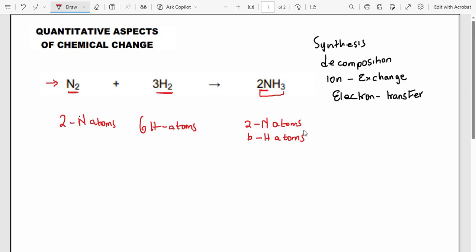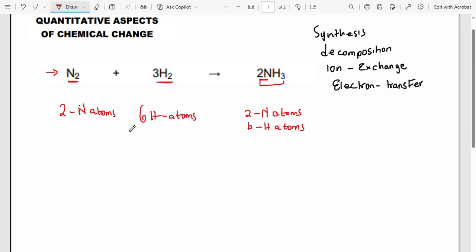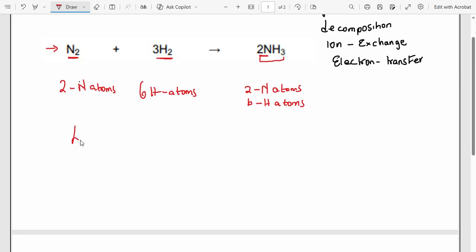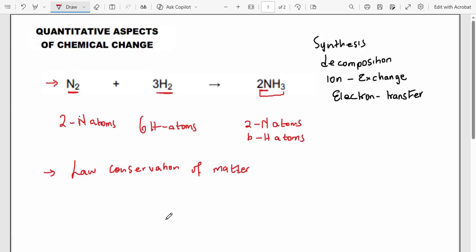So from this, it follows what we call the law of conservation of matter. When you are doing your exam questions, you'll see they will say, state the law of conservation of matter. We'll definitely work on that in upcoming lessons. When we say the law of conservation of matter, it means that the mass of the substances in the reaction mixture is conserved during a chemical reaction.